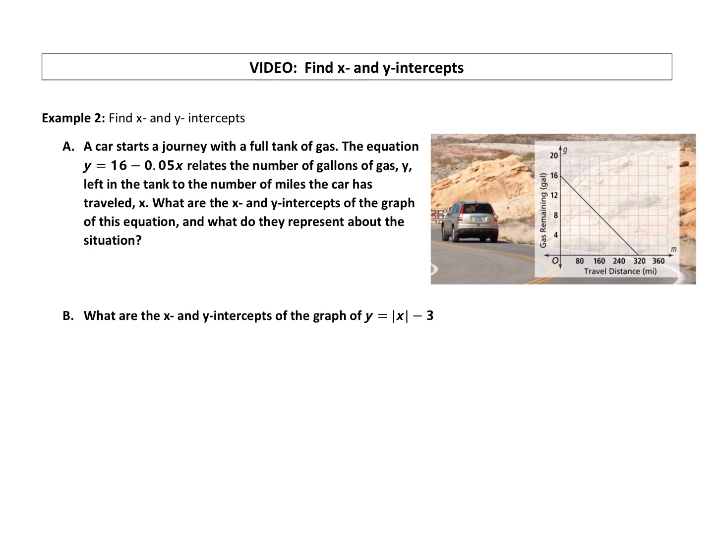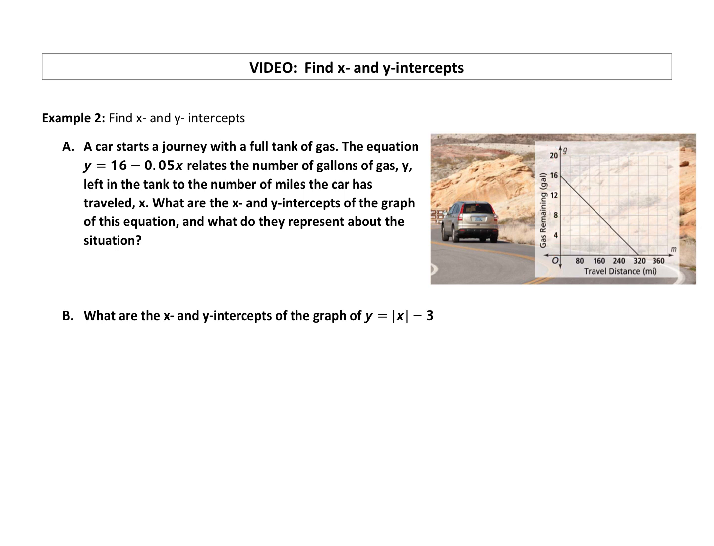Okay, we're going to talk about x and y intercepts of graphs. In part A, a car starts a journey with a full tank of gas. The equation y = 16 - 0.05x relates the number of gallons of gas y left in the tank to the number of miles the car has traveled x. So if you look at the graph going across the x-axis, this is the travel distance of the car. And then if you look at the y-axis, this is the gas remaining.